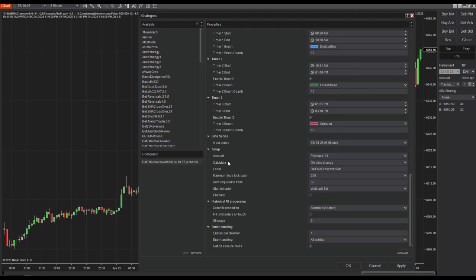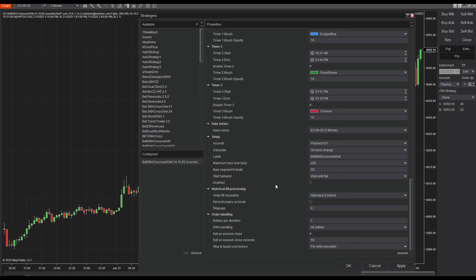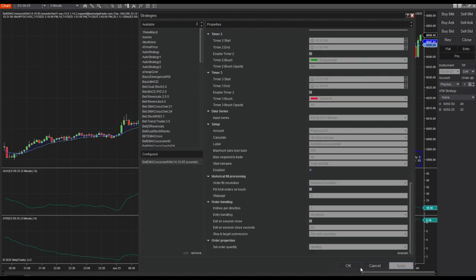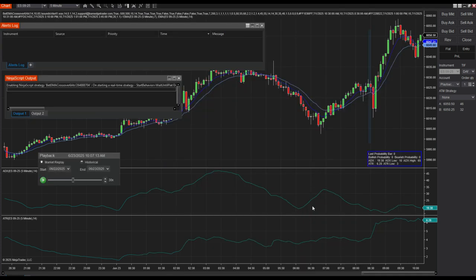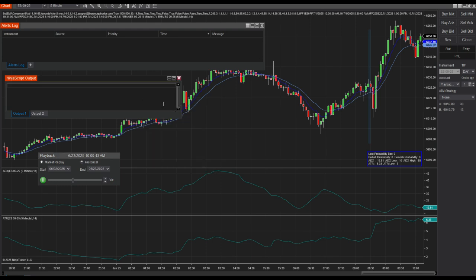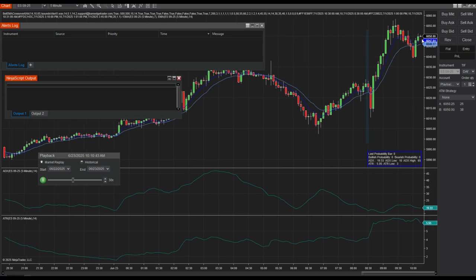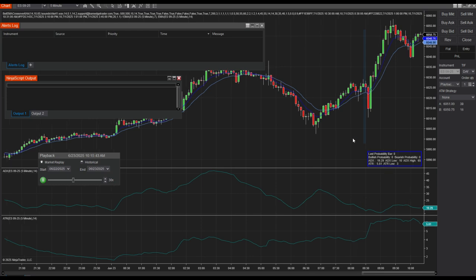And everything goes now on price change. We're not using ticks. So here we are up and running. You see we're looking at ATR and ADX. Just decided to show those. We have alerts log and we have NinjaTrader output. We're running this as playback. We're on ES 925, 5-minute bars. We're looking at little blue boxes, the last probability bar, whether we're bullish or whether we're bearish.